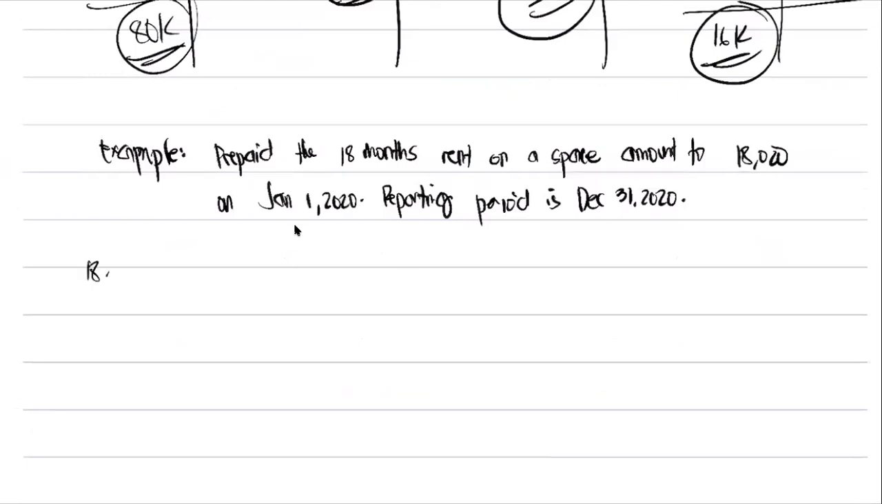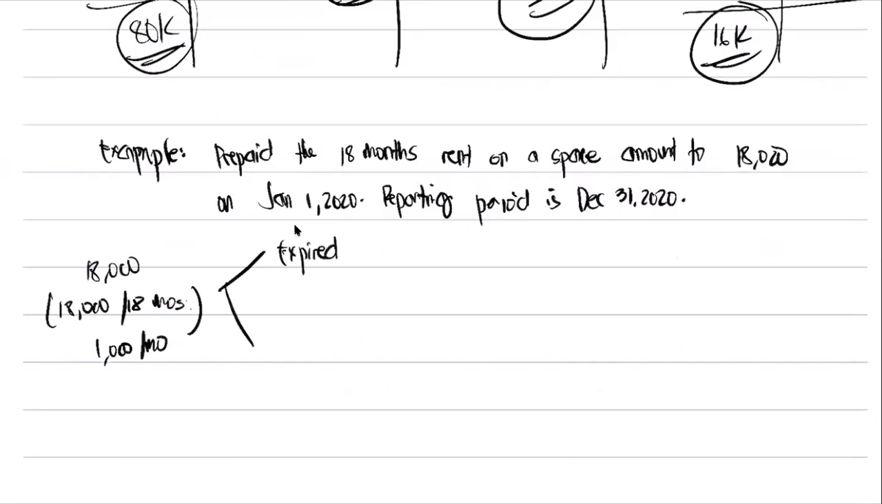So our mixed account value is 18,000. So how many months for 18,000? 18 months. So how much is per month? 1,000 per month. Now we look at our expired portion and the unexpired portion.